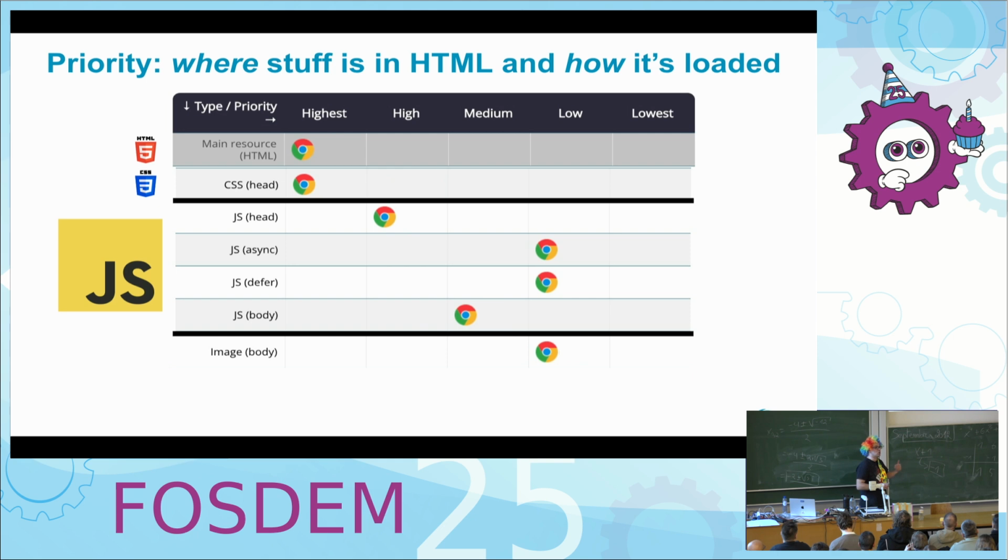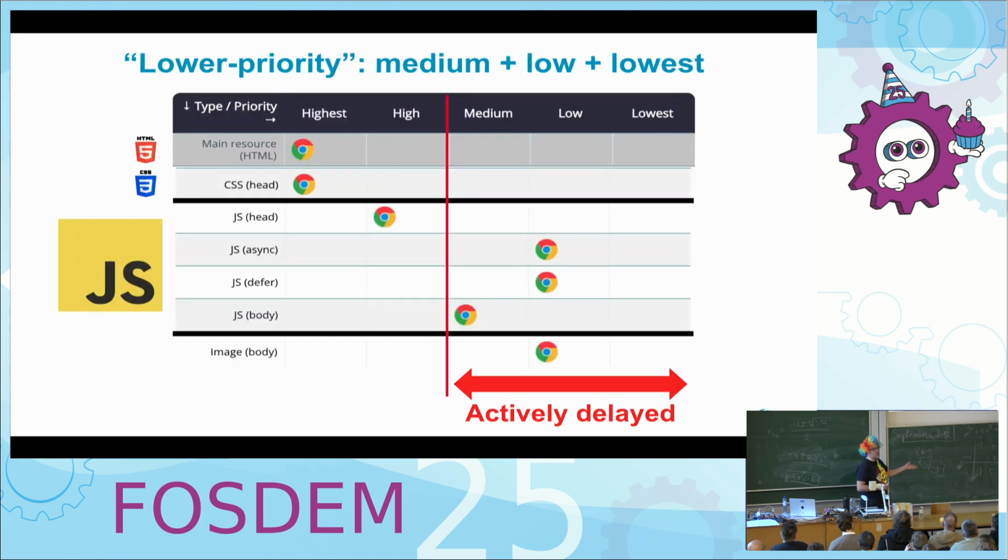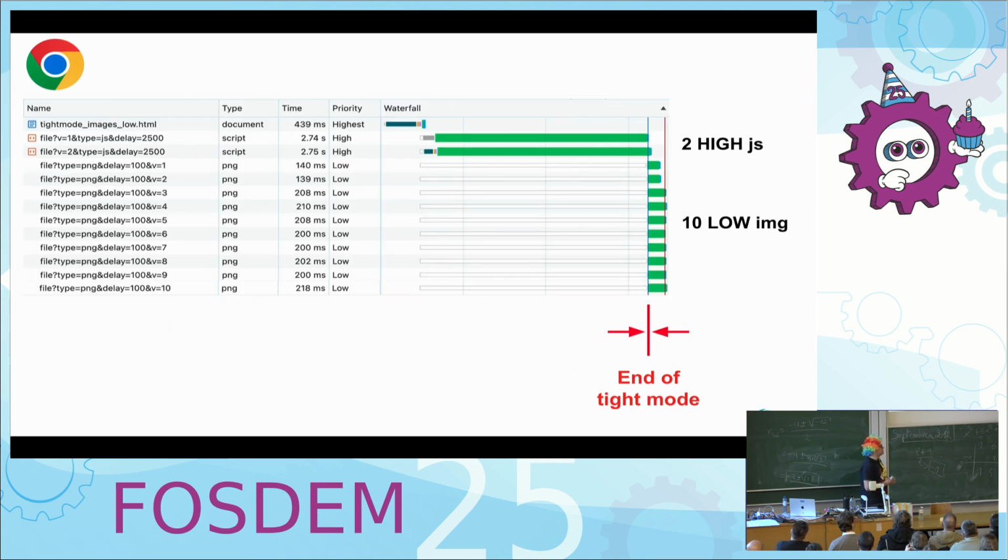Now, when a document says low priority, it actually means medium, low, and lowest. So during tight mode, that first initial phase, only highest and high resources will be loaded. Everything else, Chrome intentionally delays until that is done. And I can very easily illustrate that with this very simple page. These are just 2 render blocking JavaScripts, so synchronous JavaScripts in the head, and then 10 images. And I've intentionally delayed those JavaScripts. The server waits 2.5 seconds until it starts replying.